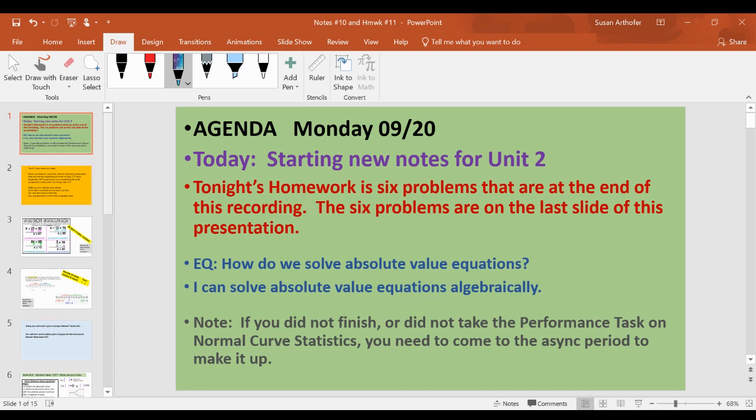So the essential question is, how do we solve absolute value equations? And at the end of this lesson, you should be able to say that I can solve absolute value equations algebraically.